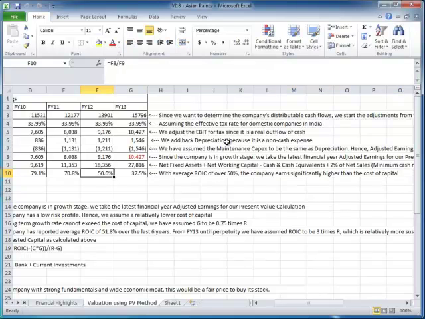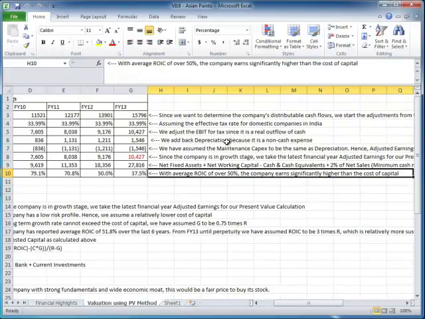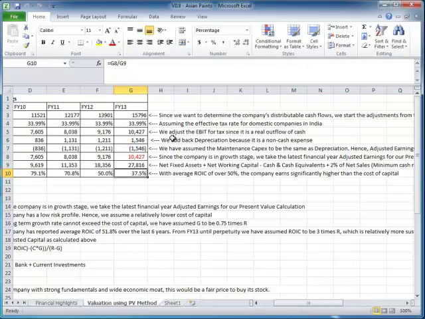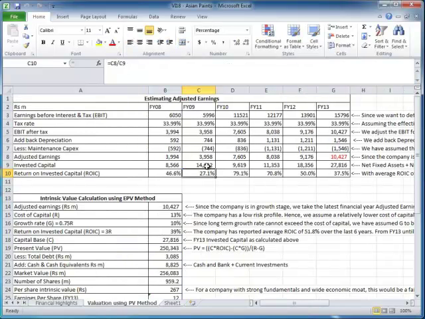And you can see here with ROICs of over 50%, the company earns significantly higher than its cost of capital. So its ROIC is quite high, right? It's averaging around 50% or above, and this indicates it's earning well above its cost of capital. Okay, so now that we have the adjusted earnings, the ROIC and the capital, our next step is to actually calculate the intrinsic value.